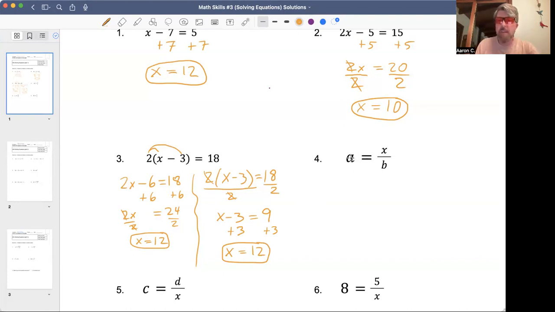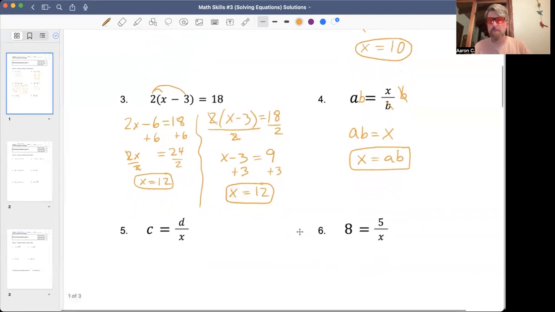Okay, next thing. A equals x over b. We're trying to solve for x here. So what we want to do is get rid of this b down here and move it over to the other side. The way we do that is by multiplying by b on both sides. Then we can cancel out that b because it's b over b, which is 1. So we have ab equals x, or if we want to write it the other way around, x equals ab. So we've just stated what x is in terms of those other variables.